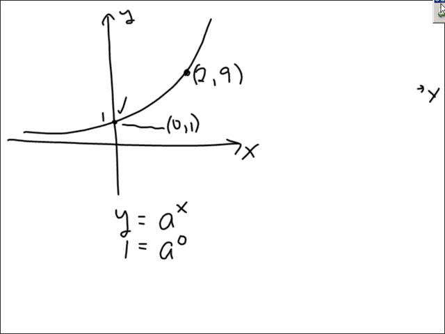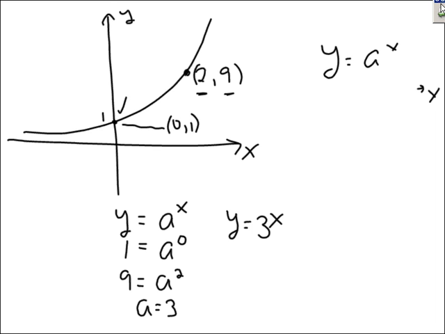Now we know that when x is 2, y is 9. Well, if a squared is 9 and a is positive, then a is 3. So we're done. Y is equal to 3 to the x. Now, why does the base a have to be positive?